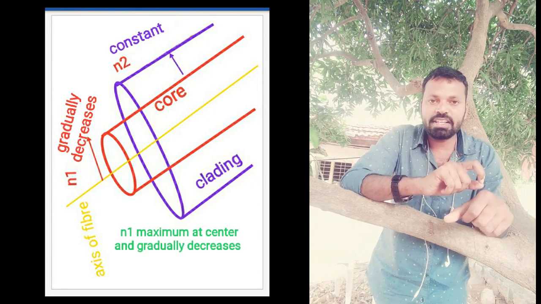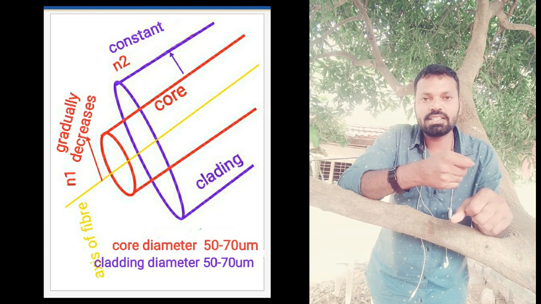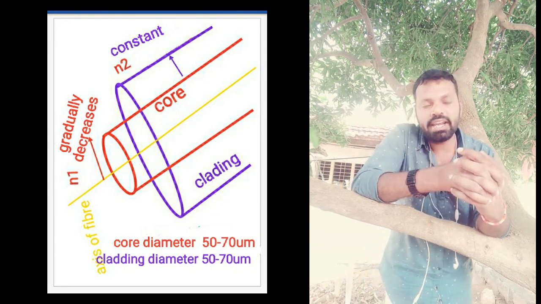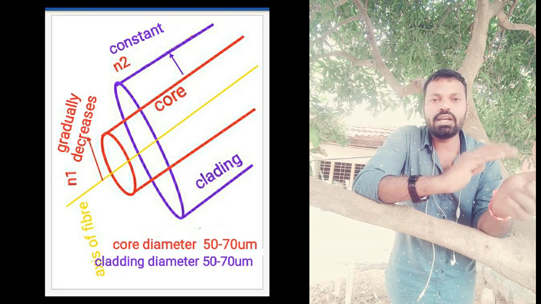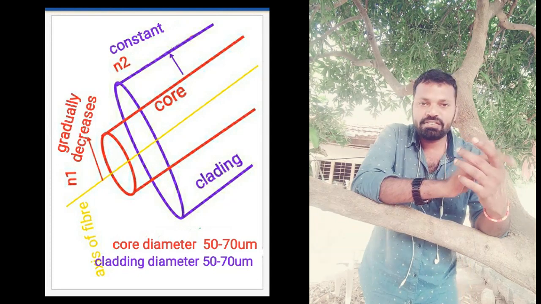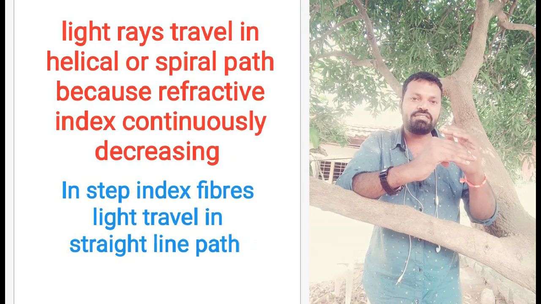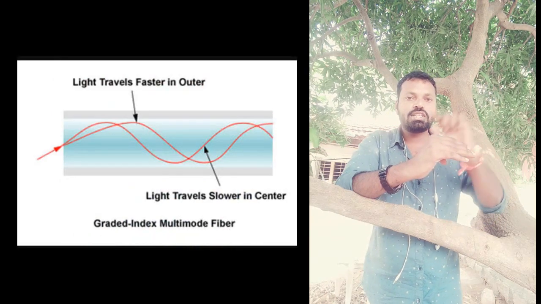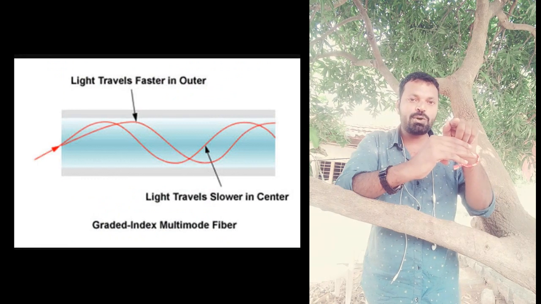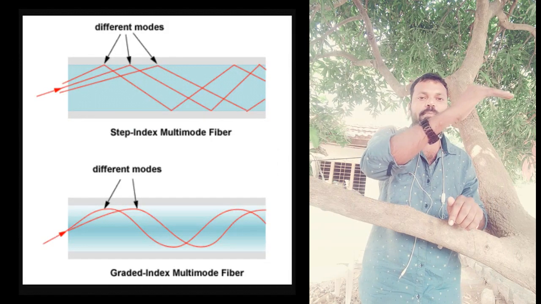The diameter of the core in these graded index optical fibers is around 50 to 70 micrometers. Also, cladding diameter is around the same, 50 to 70 micrometers. Since the refractive index of core gradually decreases from the center of the core to the end of the core, when optical signal enters into the core material, it slowly starts bending.